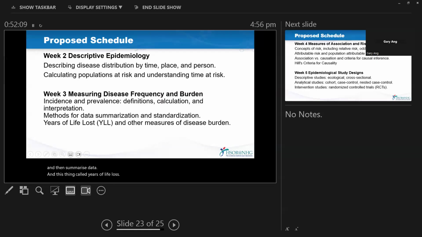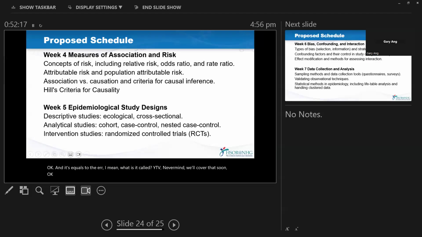I don't know what it's called, never mind. We'll cover that soon. Then association and risk. So we cover some of this, we talk about attributable risk. I think it's too complex, so I will cover it slowly. Population attributable risk. The Hill's criteria will be here. So somebody asked about causality. Anyone know what is Hill's criteria? Offhand? Okay, you can Google it.